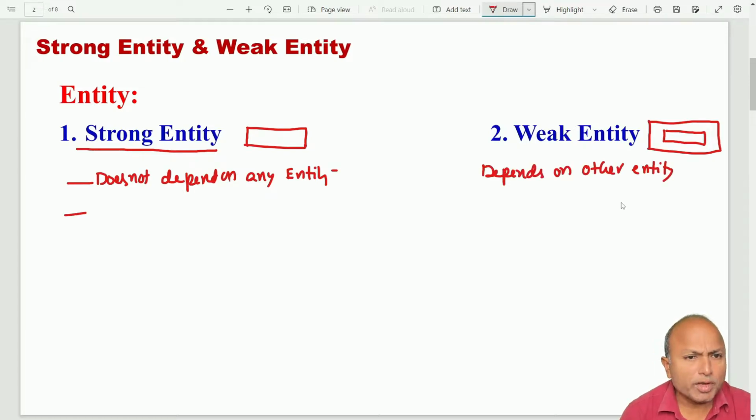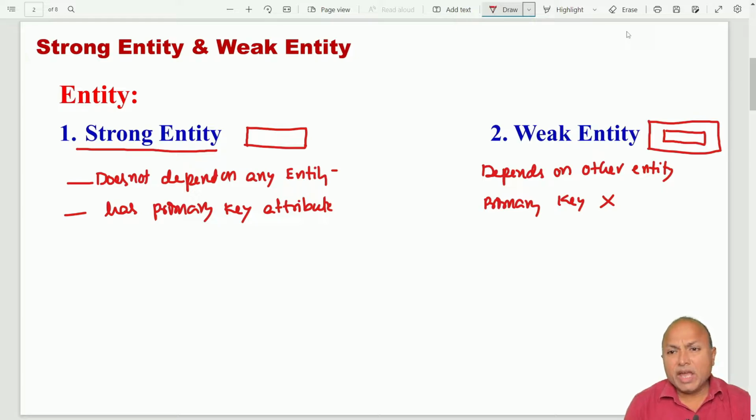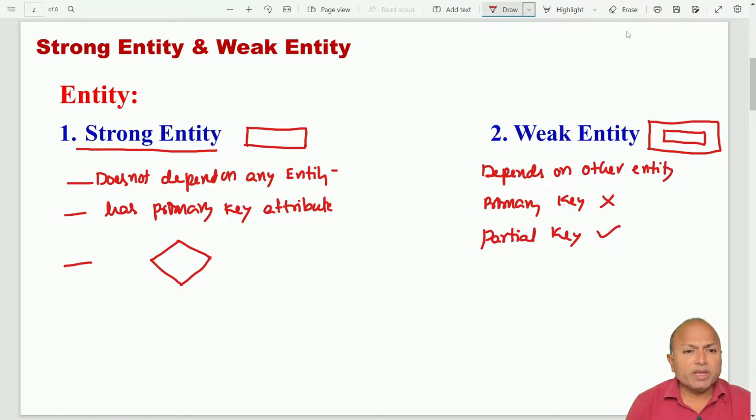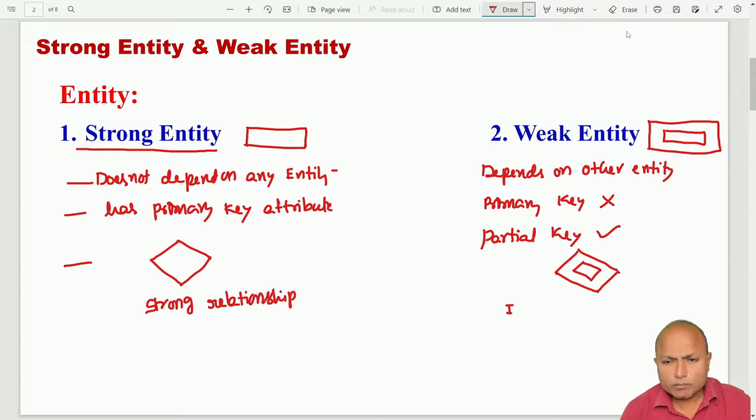And coming to strong entity, it has a primary key. Weak entity doesn't have a primary key, but it has a partial key. The relationship between two strong entities is represented with the symbol diamond. That is nothing but strong relationship or simply relationship. Whereas the relationship between a strong entity and a weak entity is represented with an identifying relationship. The symbol used for identifying relationship is double diamond.